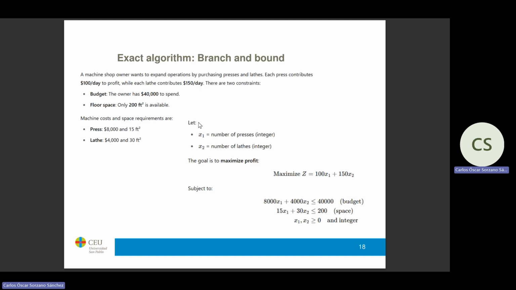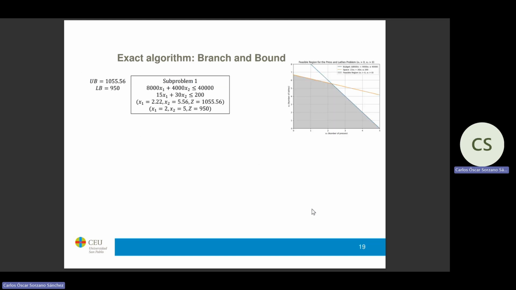So your goal is to find the optimal number of presses and lathes, and both have to be integers, to maximize the profit. So we want to maximize this, subject to the constraint of budget, the constraint of space, and the constraint that they have to be integers. So without this integer constraint, it would be a normal linear programming problem that we learned yesterday how to solve.